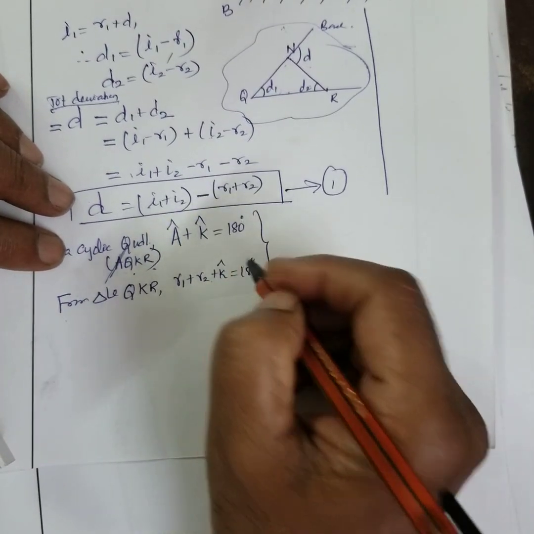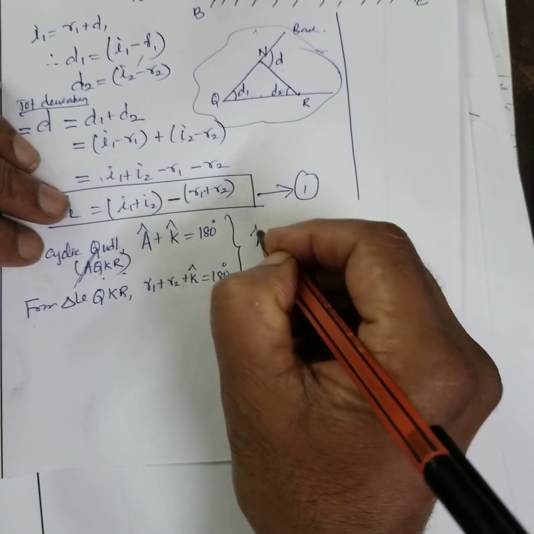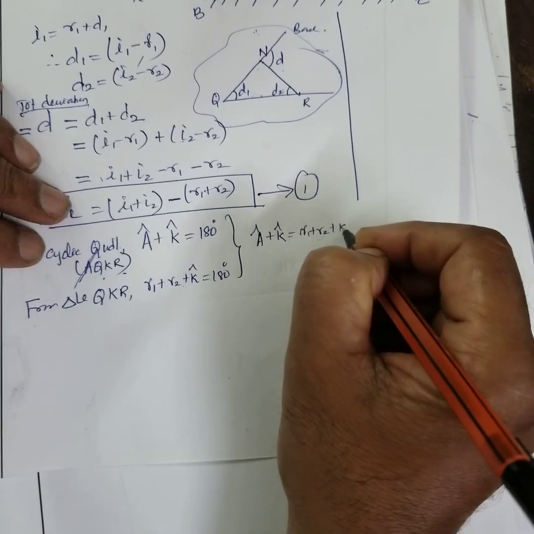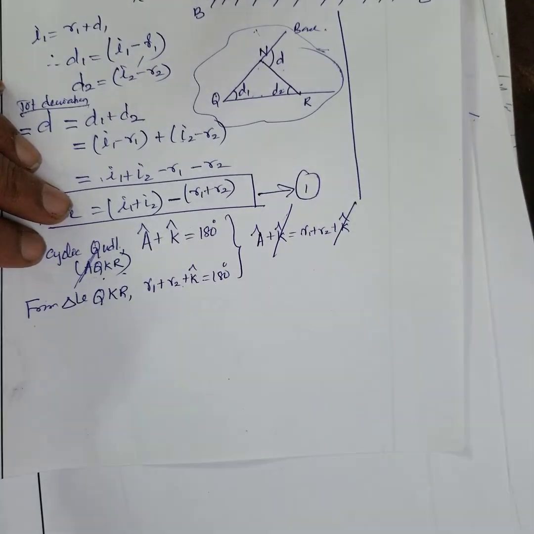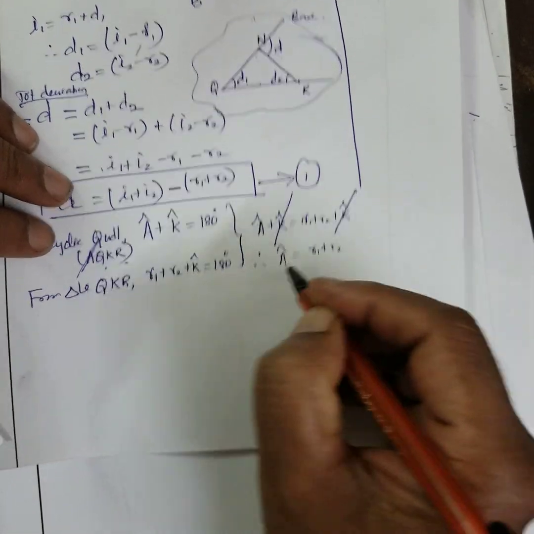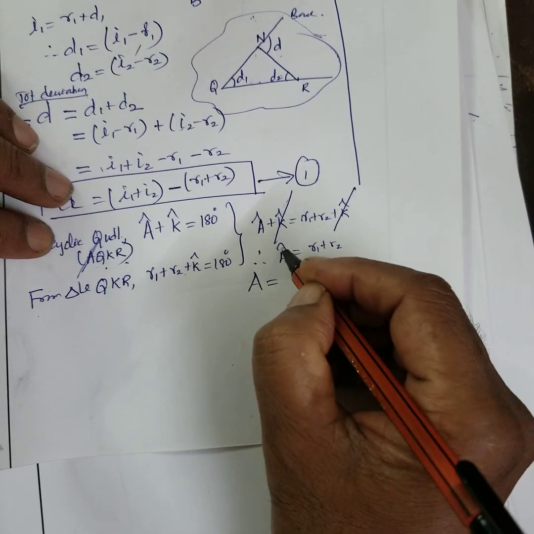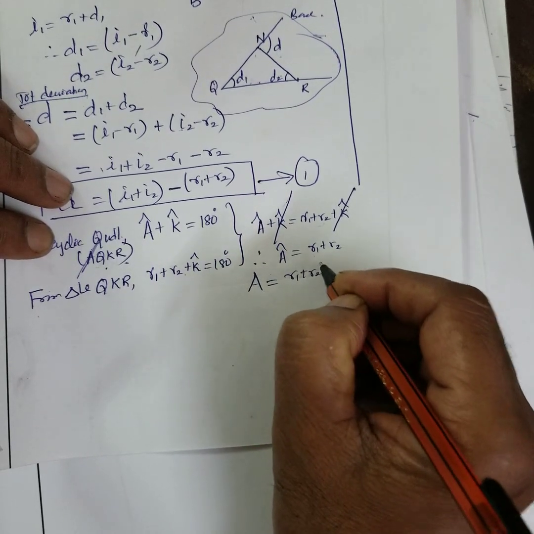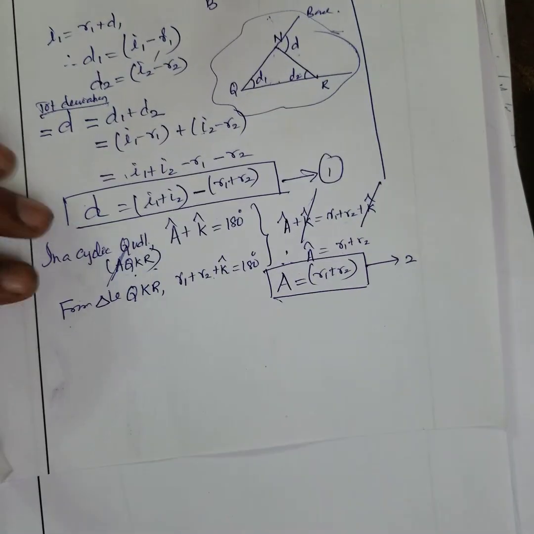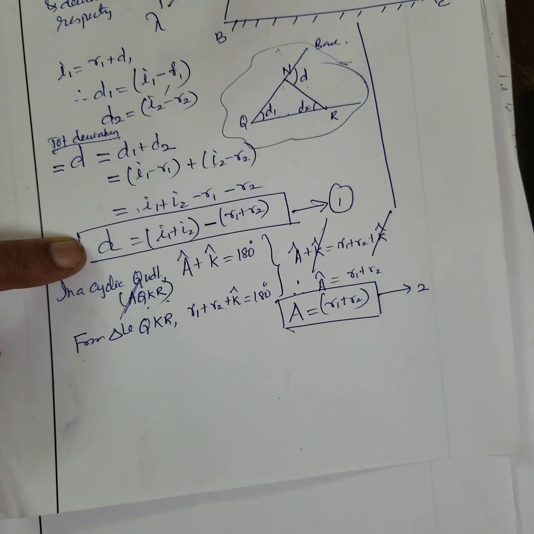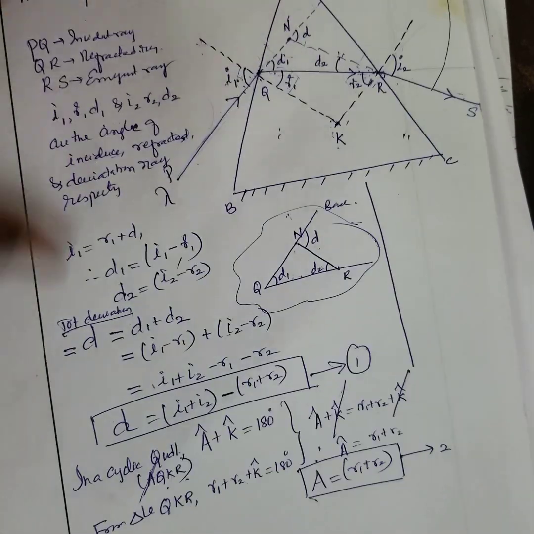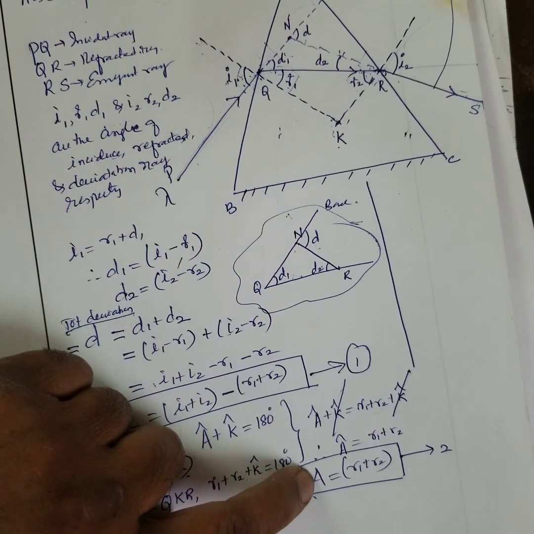If you compare these two, what will you get? Angle A plus angle K is equal to R1 plus R2 plus angle K. K gets cancelled. Therefore, angle A is equal to R1 plus R2. This is the second equation. They may ask you to obtain an expression for total deviation. That's all they may ask for 3 marks. Up to this you can write it.